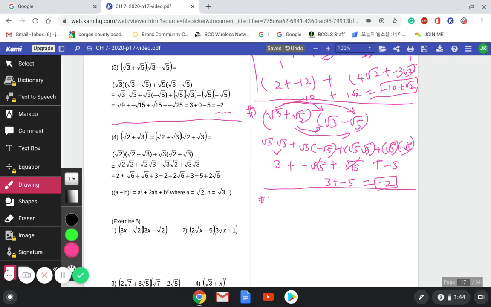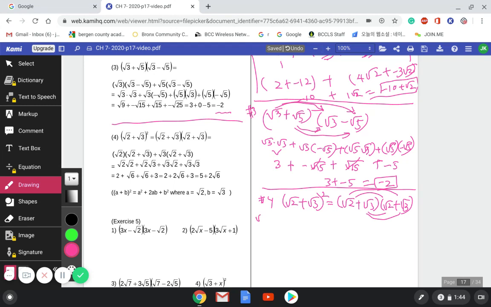And number 4, when you have radical 2 plus radical 3 squared, in other words, that means you're multiplying radical 2 plus radical 3 with radical 2 plus radical 3. So you are multiplying self twice. So you're going to do the same thing. FOIL, or first term with a 2 distribution and second term with a 2 distribution.